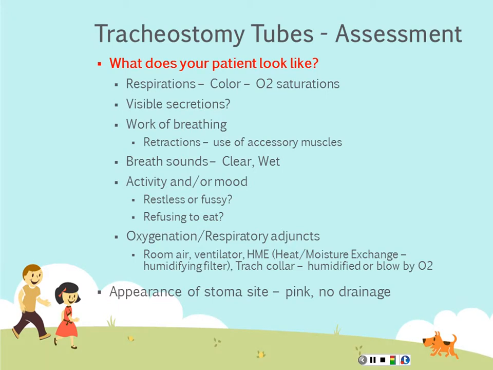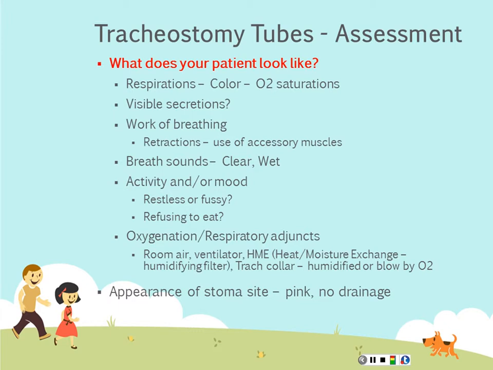Are they on oxygen, or are there any other respiratory adjuncts being used? If they're on room air, you would want to note that and make sure that they're not in any distress. If they have a ventilator, and many patients who are on a chronic trach, especially at night, may use a ventilator at night. They may use it 24 hours a day. It just depends. Do they have something stuck at the end of the trach, like a speech valve?